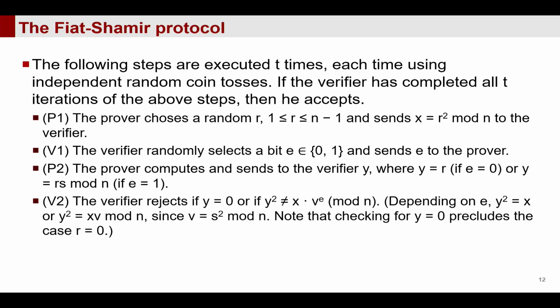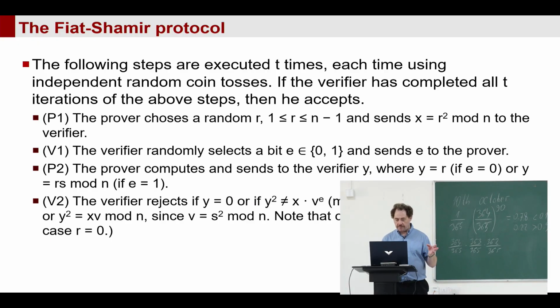Each step consists of two phases. In the first phase, the prover chooses a random number r and sends the square of that random number modulo n to the verifier, without disclosing r. Only x, only the square. The verifier randomly selects a bit 0 or 1 and sends it back to the prover. And then phase 2 starts.